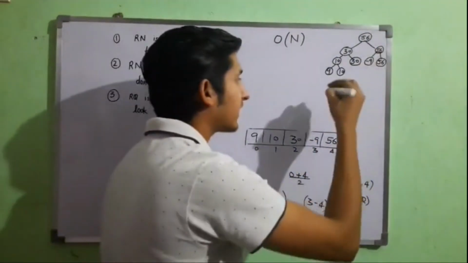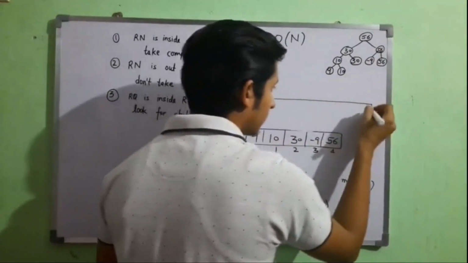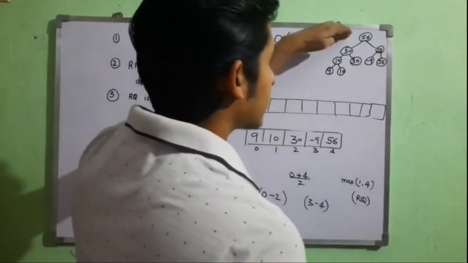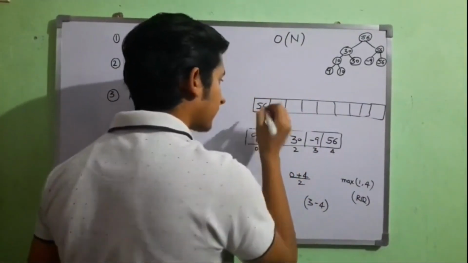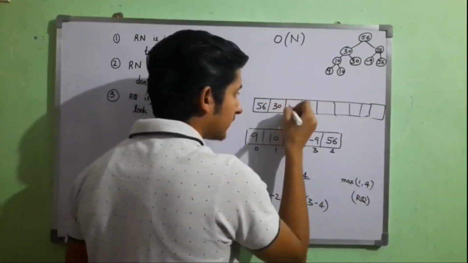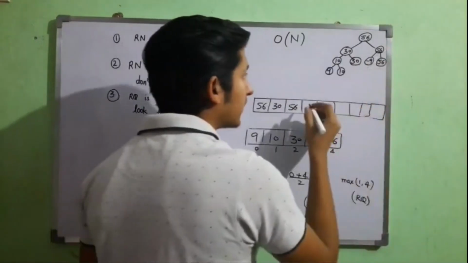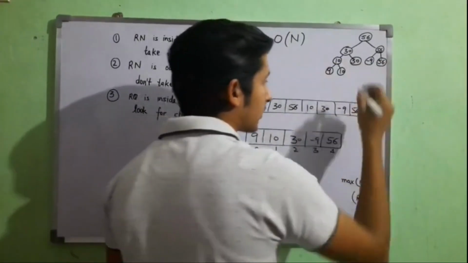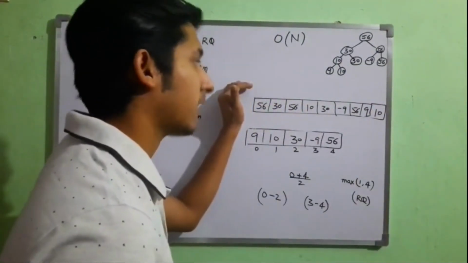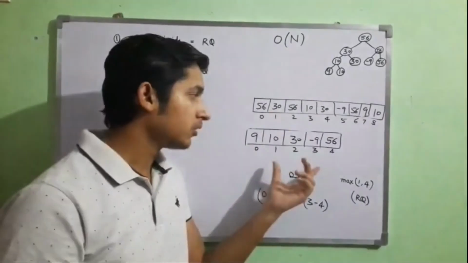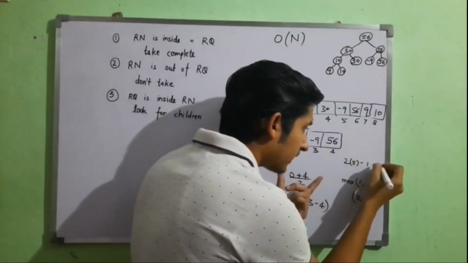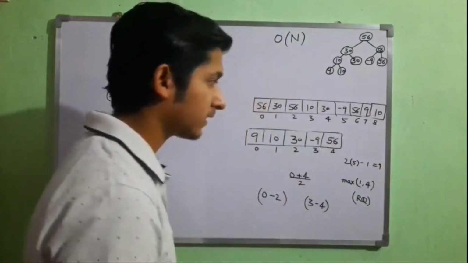Now to store this in an array, so this is my segment tree array. First level over. Second level over. Third level over. Fourth level. Now this way I'll store the segment tree in an array, okay? Now, so basically there are 5 nodes, so 2 into 5 minus 1, that's 9. So 9 is the size of this array, that's totally fine.